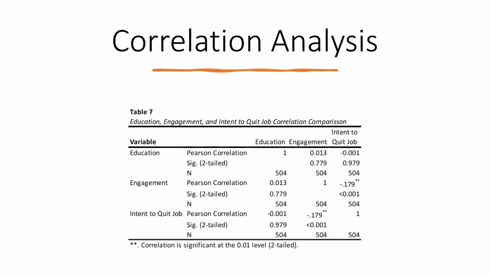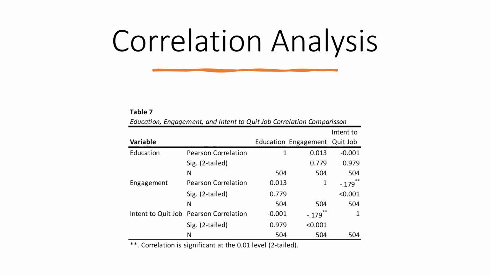The second null hypothesis is that education is statistically significantly correlated with intent to quit job, and the alternative hypothesis is that education is not significantly correlated with intent to quit job. The third null hypothesis is that engagement is statistically significantly correlated with intent to quit job, and the alternative hypothesis is that engagement is not significantly correlated with intent to quit job.